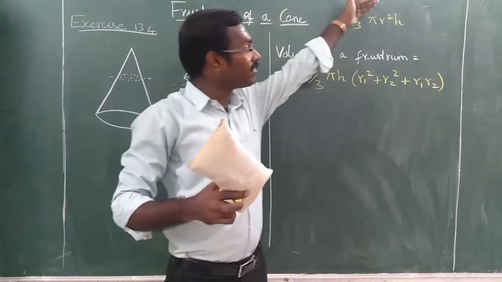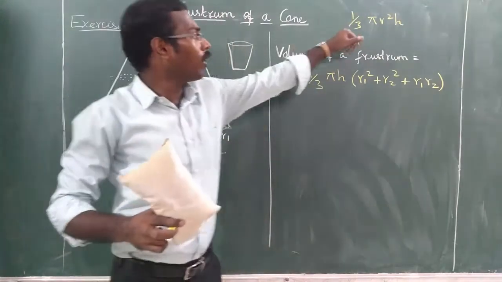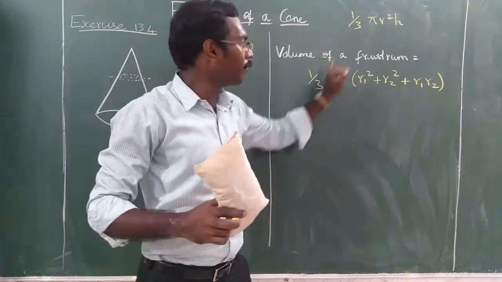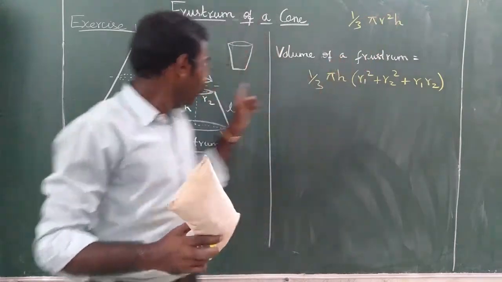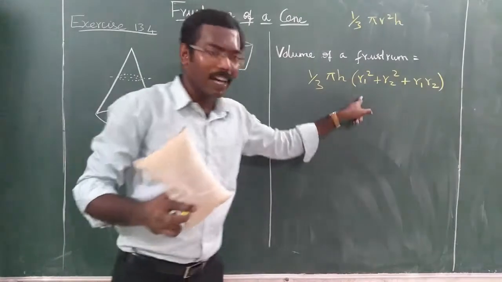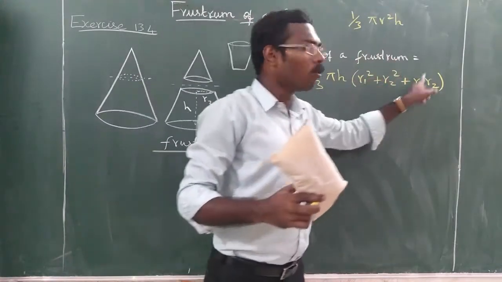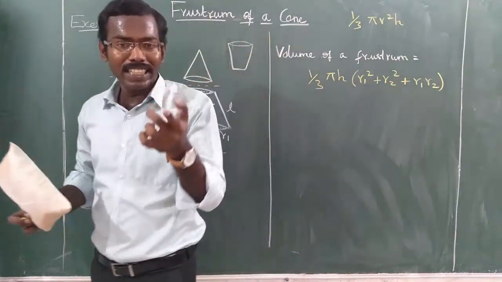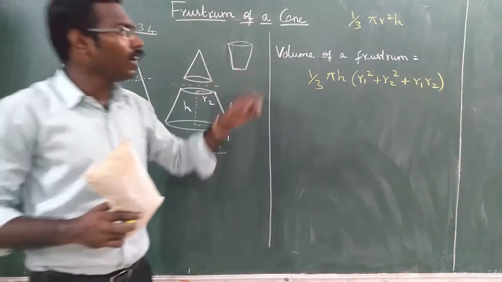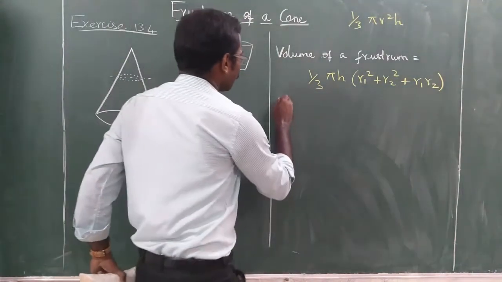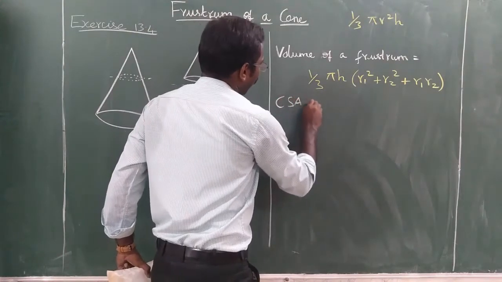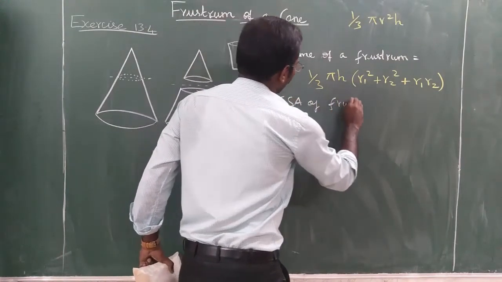If you compare this with the volume of cone, it will be easy. 1 by 3 same, pi same, h same. But instead of r square, we are having two radius. So r1 square plus r2 square plus r1 into r2. It's easy to remember, na? This is the volume of frustum. Okay. So now curved surface area, CSA of frustum.